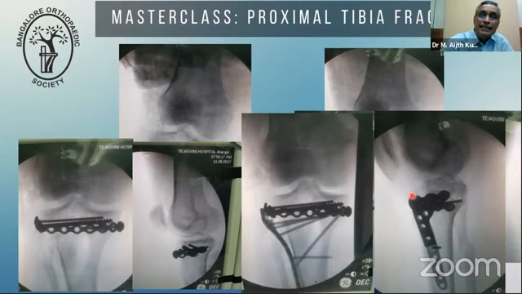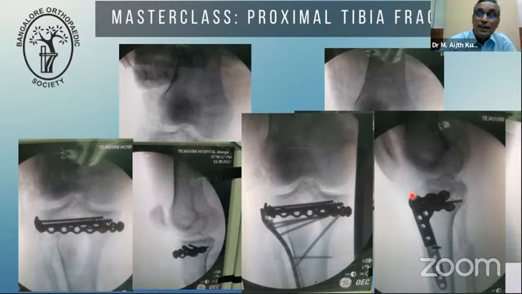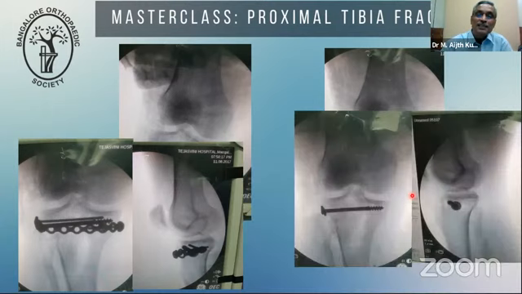Any comments at this stage? Yeah, I mean, if it's done well. No, done well, you have to see the functional outcome. At this stage, it's done well. I mean, the surgery's been done well. I don't know about the patient. No, I mean, that's not a problem.